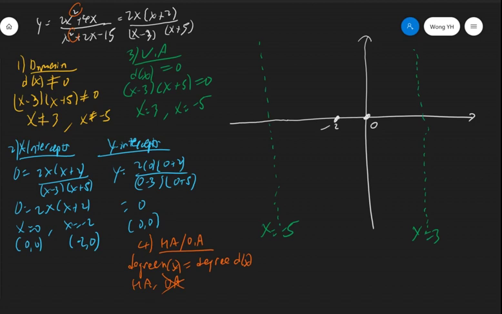So next, what is the equation of the HA? You say y equal to the leading term of the numerator, in this case 2, divided by the leading term of the denominator, in this case 1. So y equal to 2 over 1 means y equal to 2. Label it in the graph. So this is my y equal to 2.